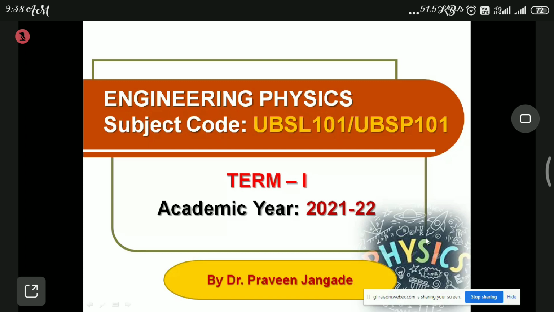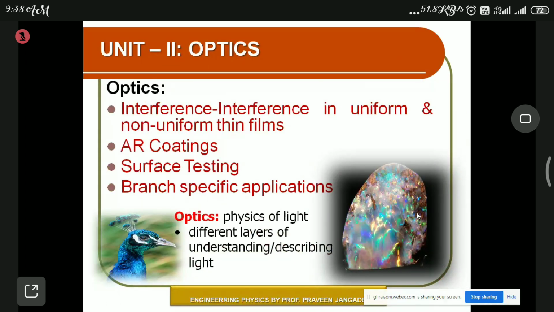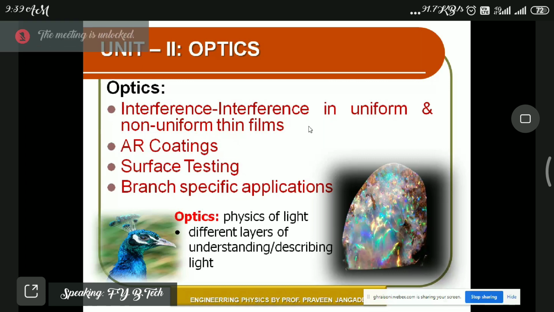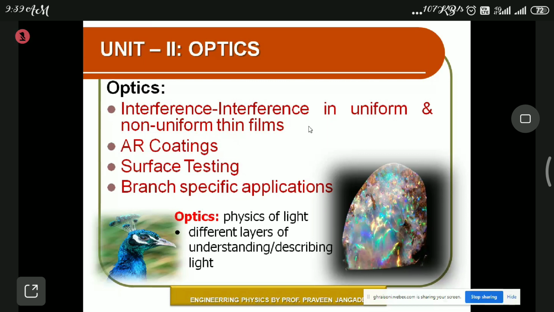Today we will start with the second unit, that is unit number 2, optics. You can see in this particular unit what the things are that we are going to focus on. One is interference. Interference you have already studied, but here we will focus on interference in uniform and non-uniform thin film.